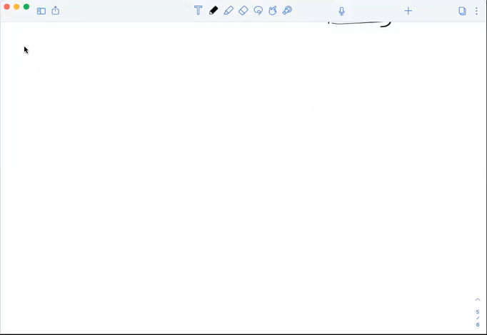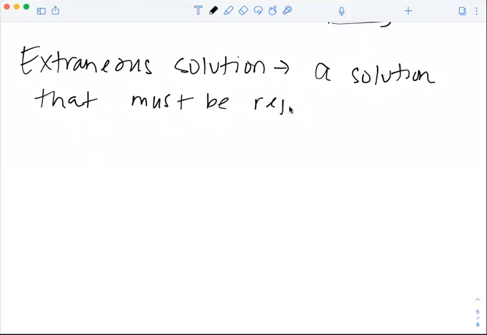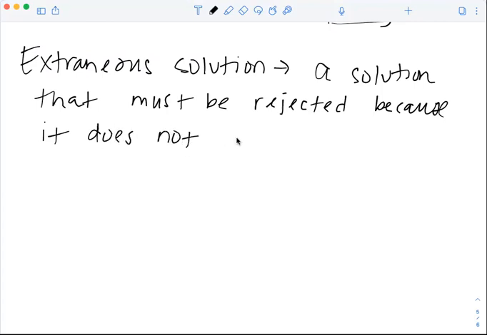Okay, so extraneous solutions. An extraneous solution essentially means a solution that must be rejected because it does not satisfy the original equation.